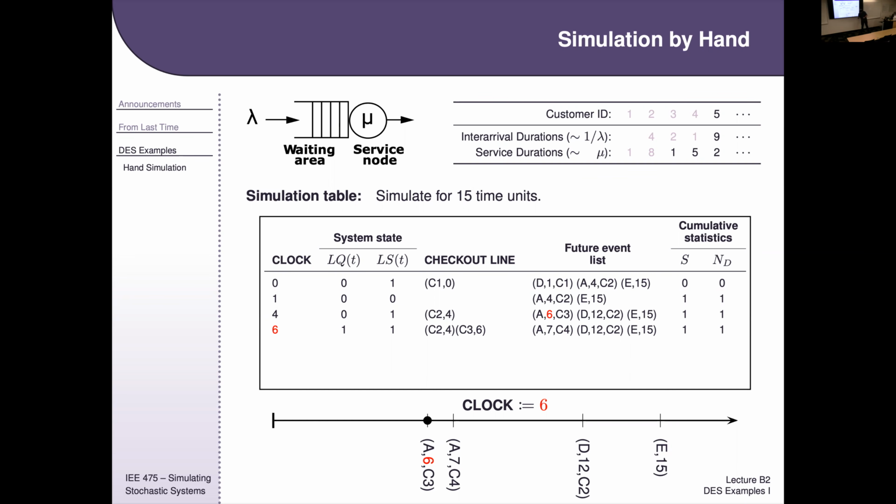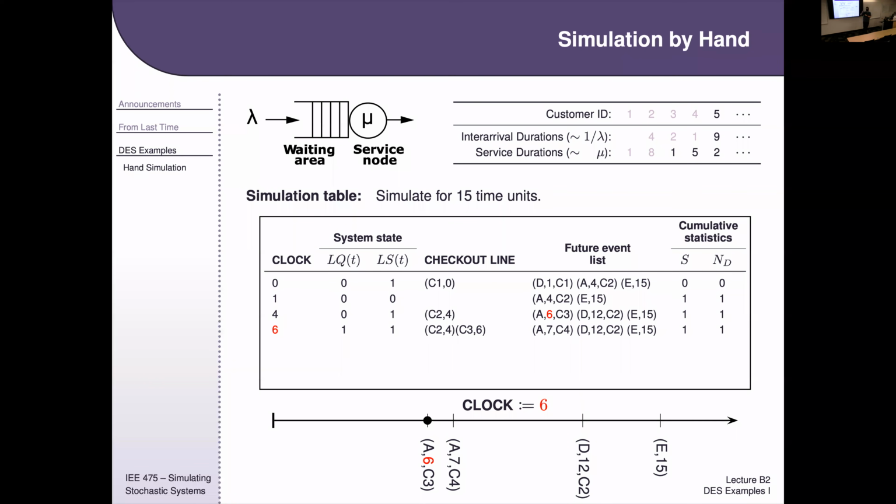You're going to be tempted when you do your homework assignment to think ahead and say, you know what? I know that customer 2's service is going to end at 12. And I know customer 3 has got a service duration of 1. So I know customer 3 is going to depart at 13. I just know that in my head. So I'm going to go ahead and schedule that additional departure. Don't do that. You just simulate it in your head. We want the whole simulation to happen on paper.